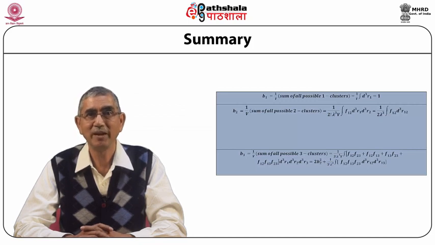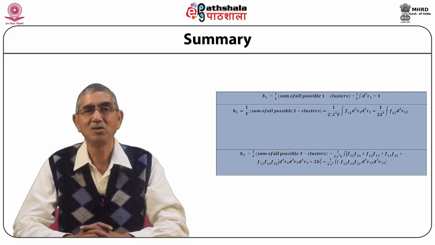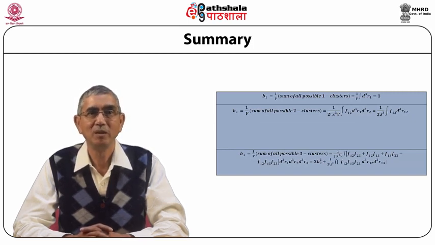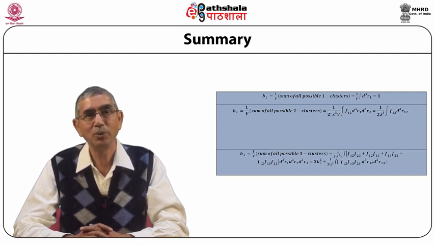Meyer's cluster integral is defined as b_l as a function of V and T, equal to 1 upon l factorial lambda raised to power 3(l minus 1) multiplied by V, whole multiplied by the sum of all possible l-clusters. So b1 is equal to 1 upon V times the sum of all possible 1-clusters, which is equal to 1 upon V integral of d cubed r1, which is equal to 1. b2 is equal to 1 upon V times the sum of all possible 2-clusters, which is equal to 1 upon 2 factorial lambda cubed V integral of f12 d cubed r1 d cubed r2, which is equal to 1 upon 2 lambda cubed integral over f12 d cubed r12.